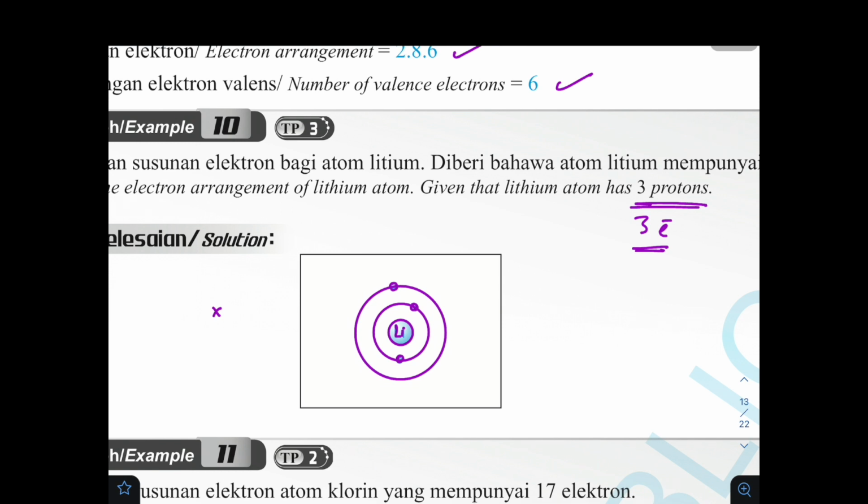So let's say saya nak buat bentuk cross ya. Saya tak nak buat elektron itu dalam bentuk bulat. Okay, so saya akan buat start ni macam ni, sama juga Li. Kemudian dia punya nucleus.